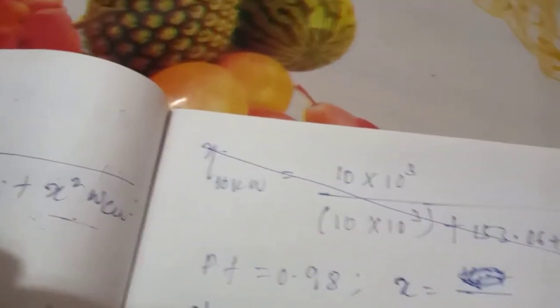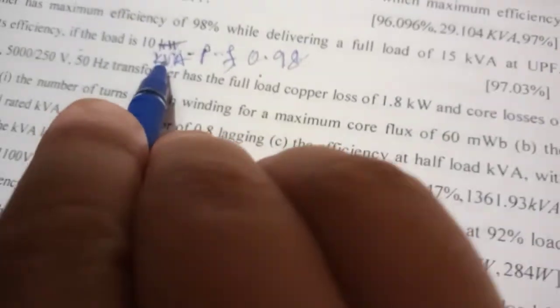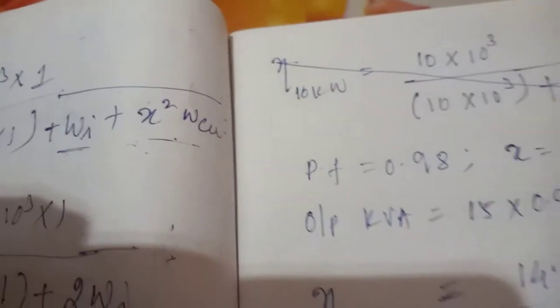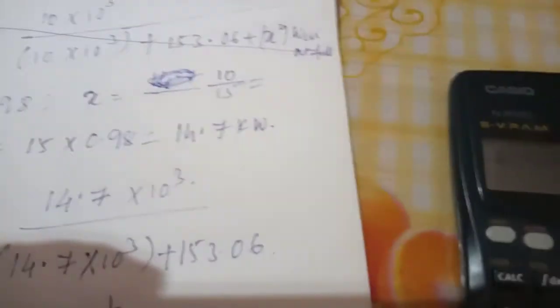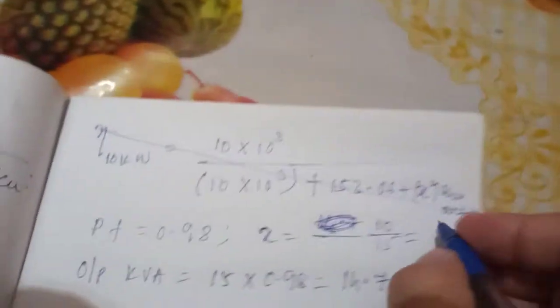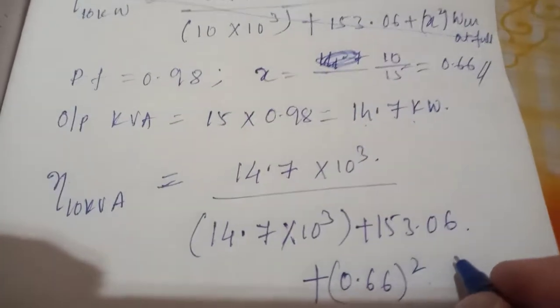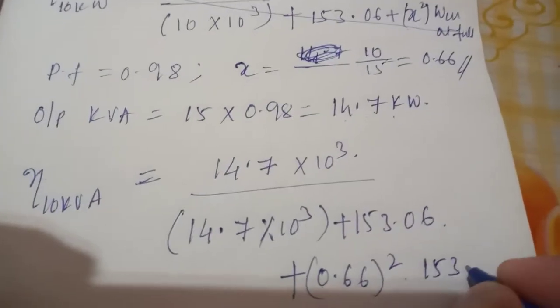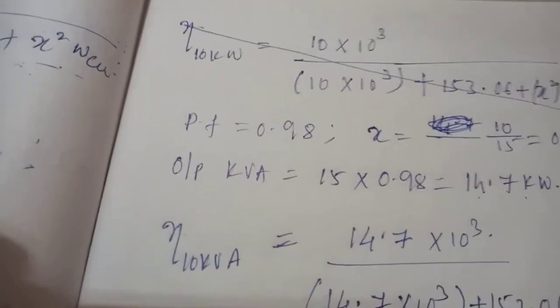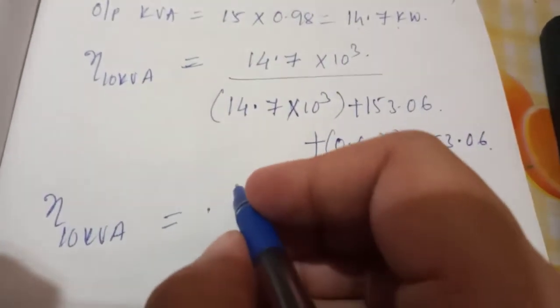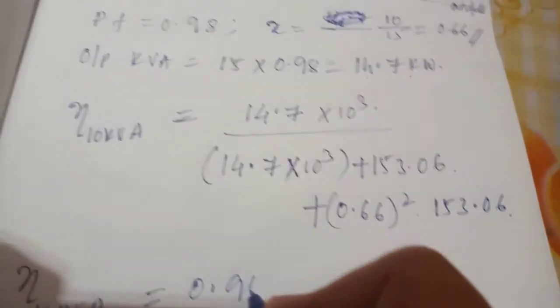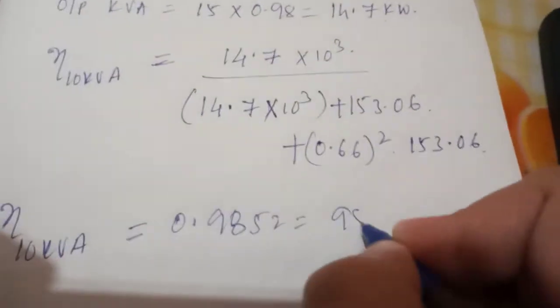X is equal to output kVA over full load kVA. I am taking 10 kVA as the output, so 10 divided by 15, which is about 0.66, 66% load. So 0.66 whole square into WCU at full load, and WCU at full load is 153.06. Now eta at 10 kVA will come around 0.9852, that is 98.52%. This is the answer.